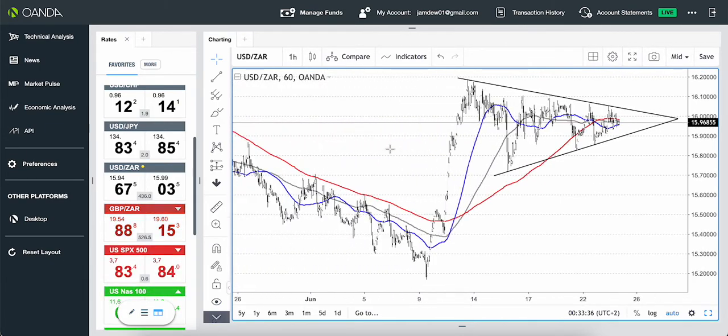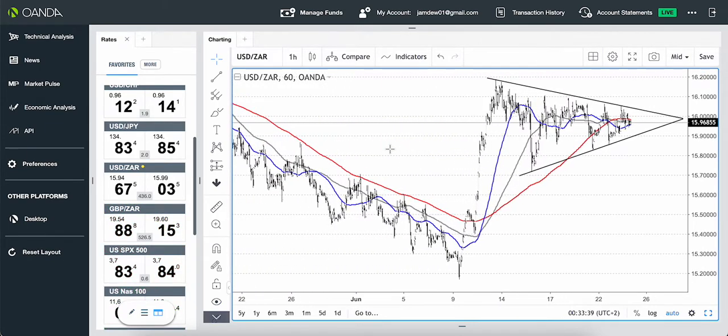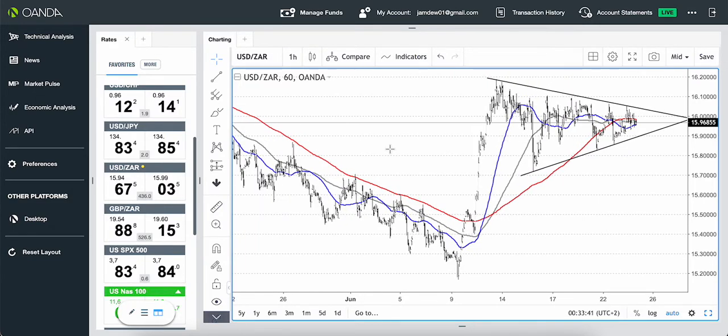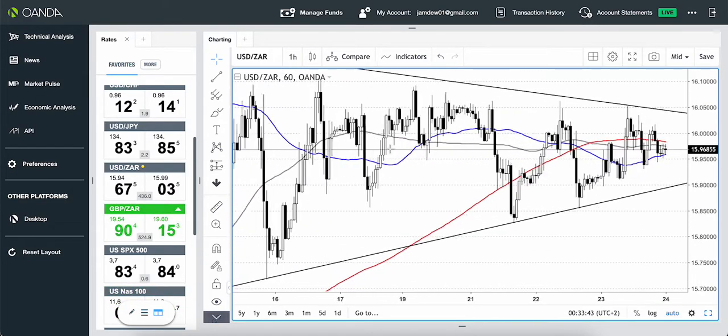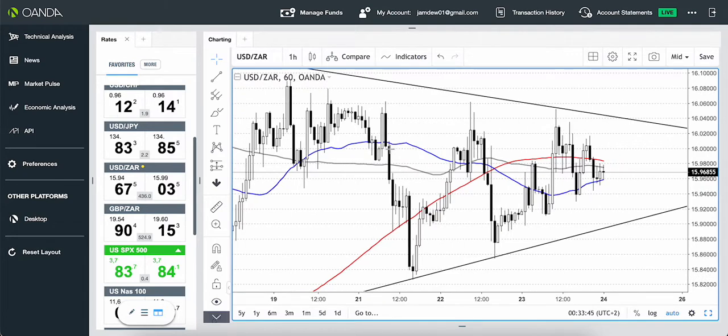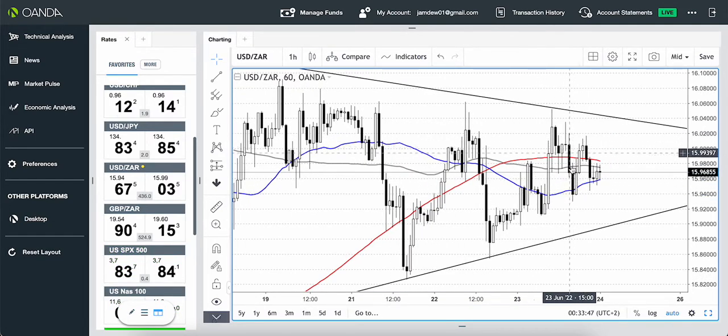There's the triangle. So if I sort of zoom it out like that, you can see the same pattern, but with an hourly chart. And that gives me a little closer look into what's going on. You can see all the moving averages on the hourly chart are sort of in the middle, in between the two lines of the triangle, the downward sloping upper line and the upward sloping lower line, and we're right in the middle, and also the moving averages are right in the middle, and we're trapped in between.